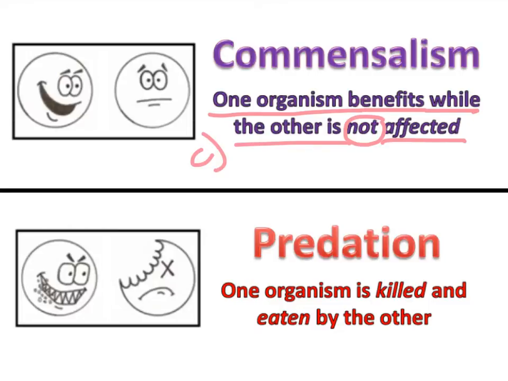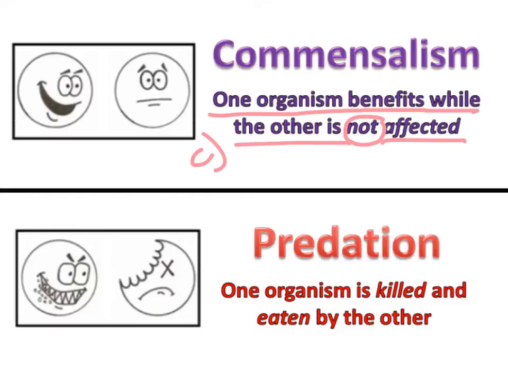Alright, the last type of symbiotic relationship is called predation. A lot of you are very familiar with the word predation, like the word predator. So in predation, that's when one organism is killed and eaten by the other. If you look at these two faces, clearly look what happened. He died because this monster ate this guy. So that is known as predation.